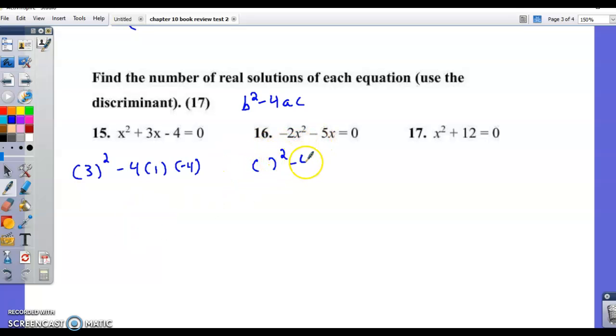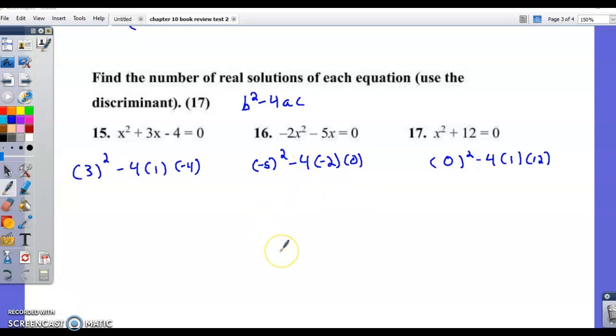Same thing here. I'm just going to set this up. B squared minus 4ac. Here my a is negative 2, so I'm going to put that there. My b is negative 5, and my c, there isn't one, so I'm going to use 0 for that one. And over here, b squared minus 4ac, I'm going to use 1 for my a, so that one goes there. 12 is my c, and I don't have a b because that middle term is missing, so that's going to be 0. So I'm going to type these into my calculator and see what they come out as.